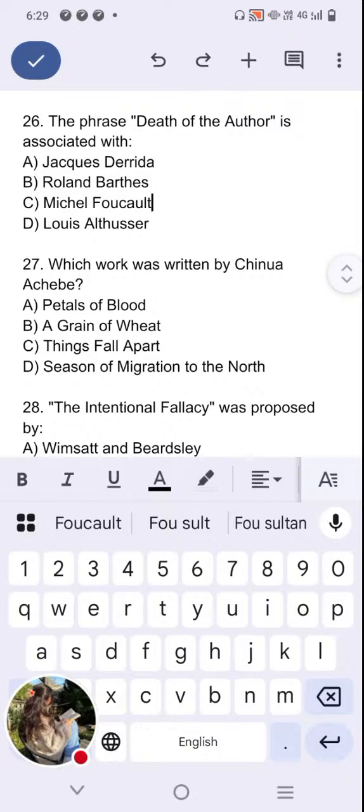Next question, the phrase death of the author is associated with which among the following? Option A, Jacques Derrida. Option B, Roland Barthes. Option C, Michel Foucault. Option D, Louis Althusser. Again, a very direct question. If you know your theory, you can say it in the comment section. The right answer is option B, Roland Barthes.